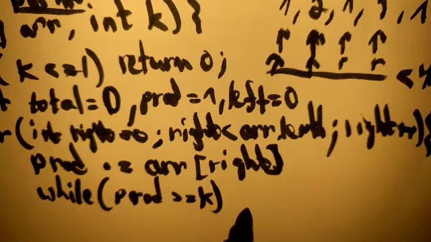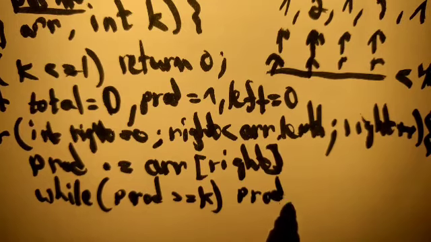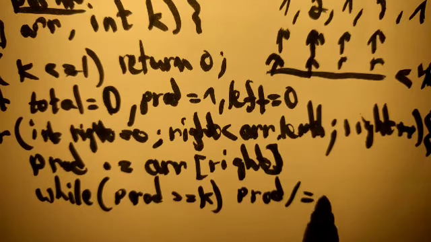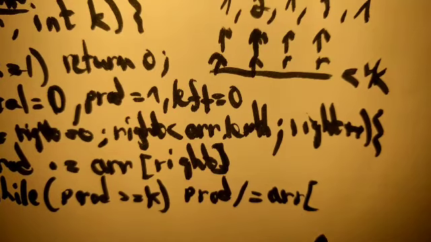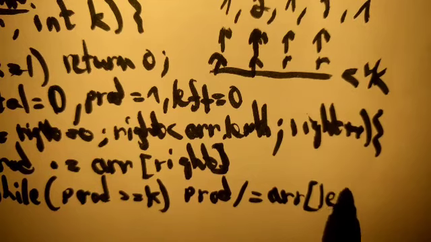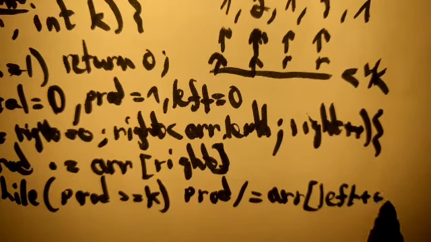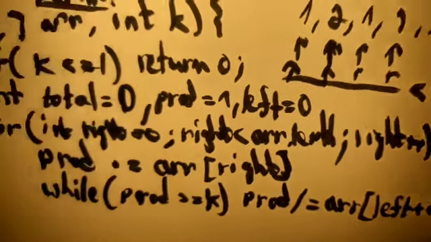we move the left to the right, we move the left side to the right, and while we do that, we divide the current product by the current array at left. I know this is a little bit too complex, but try to bear with me. Okay, so let me repeat again.